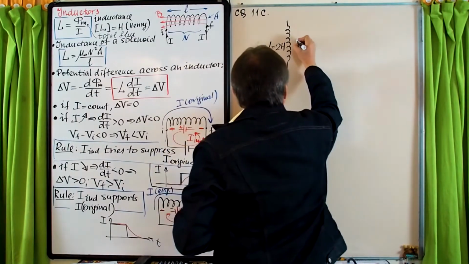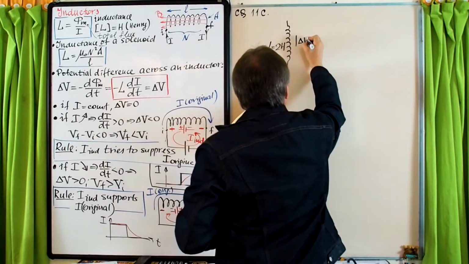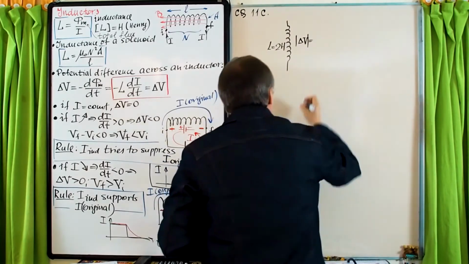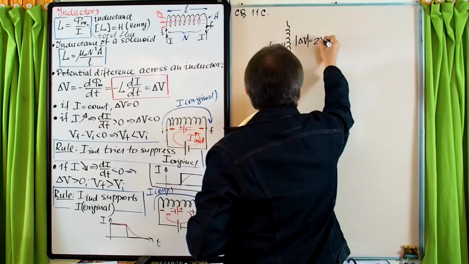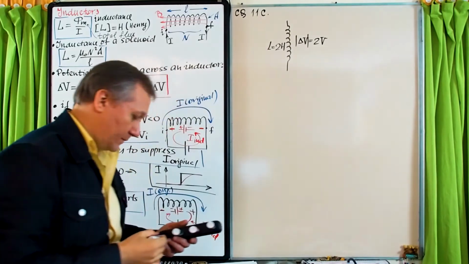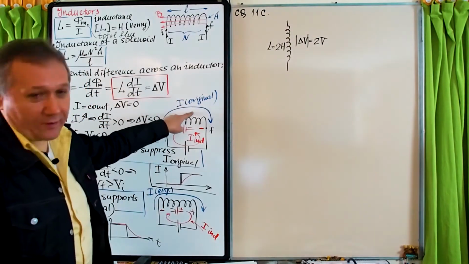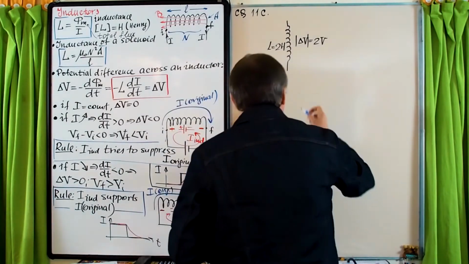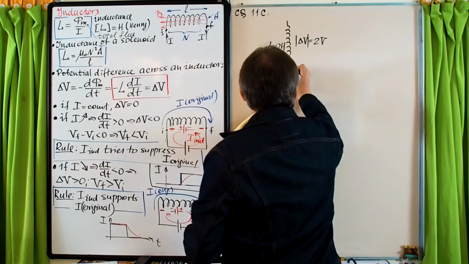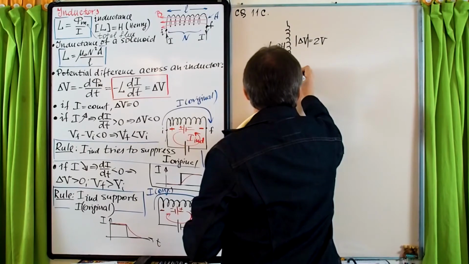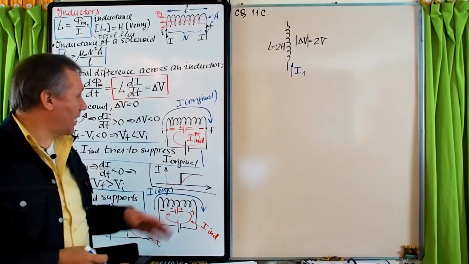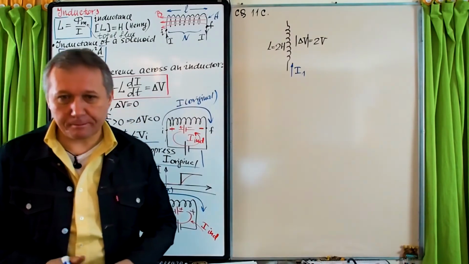Then the absolute value of the potential difference across this solenoid is given, and that is 2 volts. Then the original current, I will use the same color, blue for example. The direction of the original current is this way. And here in the book it's called I1, instead of I, just I1. Okay, it's not a big deal.